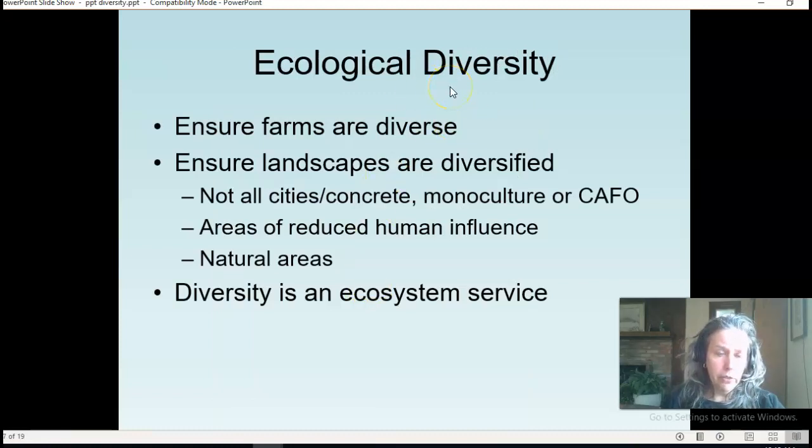Looking at ecological diversity as an overview, it's important to ensure that our farms are diverse. But it's also important to ensure that our landscapes are diverse. And that means not converting all of our land to cities and concrete, monoculture of crops, or concentrated animal feeding operations, which are the large-scale livestock operations. We need areas that are still productive, even though they're influenced by us, areas of reduced human influence. And that's where sustainable ag comes into play, because not all of our systems can be natural. We do need to produce food, but having a diversity of these does lead to ecosystem services, and this is the type of ecosystem service that we need to see now in these times to, for example, help reduce pandemics. So ecological diversity is a key feature of sustainable ag to look at.